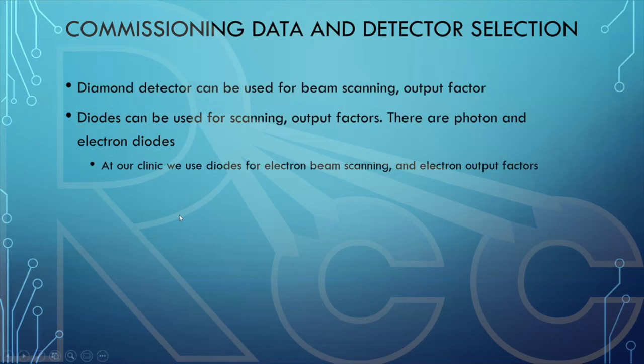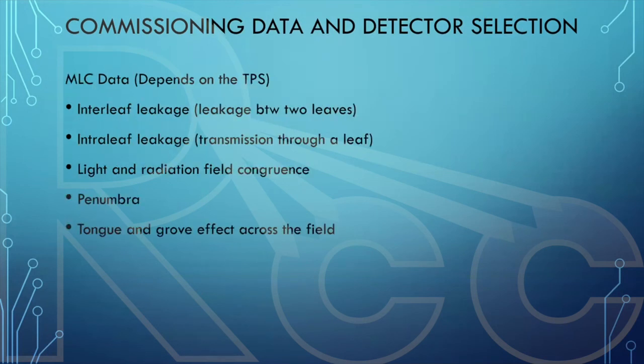Diamond detectors can be used for beam scanning and output factors. Diodes can be used for scanning and output factors. However, keep in mind that there are diodes for photons and for electron beams. In our clinic, we use diodes for electron beam scanning and electron output factors. So now, talking about IMRT, we need to take measurements for our MLCs. And again, this is going to depend on your treatment planning system.